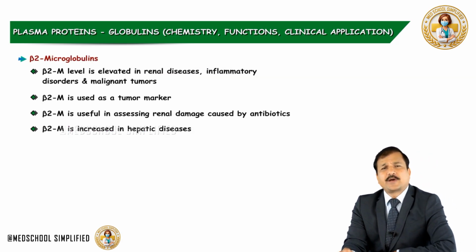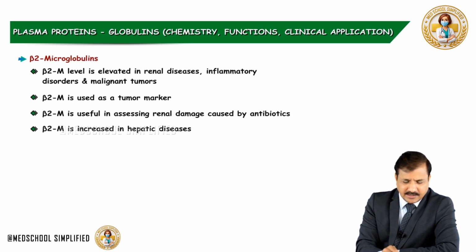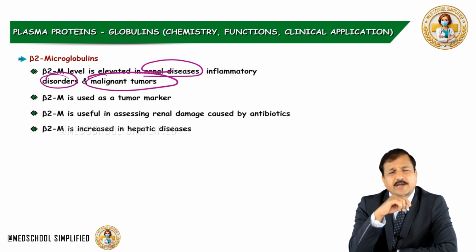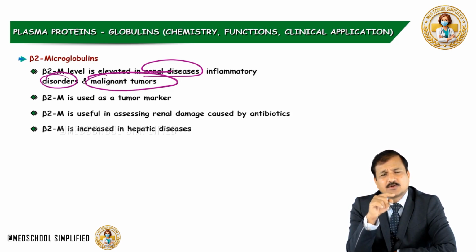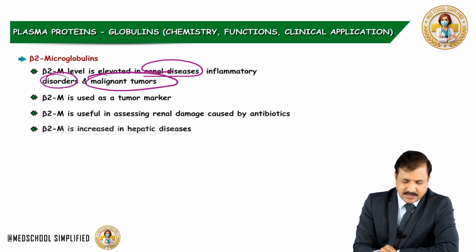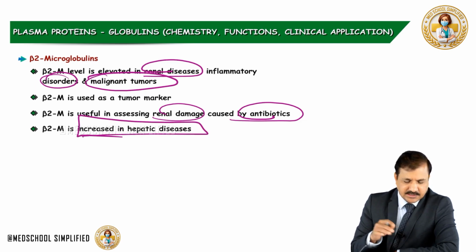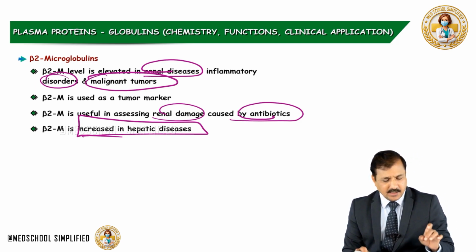Coming to beta-2 microglobulins. Beta-2 microglobulin levels are elevated in renal diseases, inflammatory diseases, and also in malignant tumors. Beta-2 microglobulin is used as a tumor marker, and it is useful in assessing renal damage caused by antibiotics. Beta-2 microglobulin is also increased in hepatic diseases. So this is something related to beta-2 microglobulin.